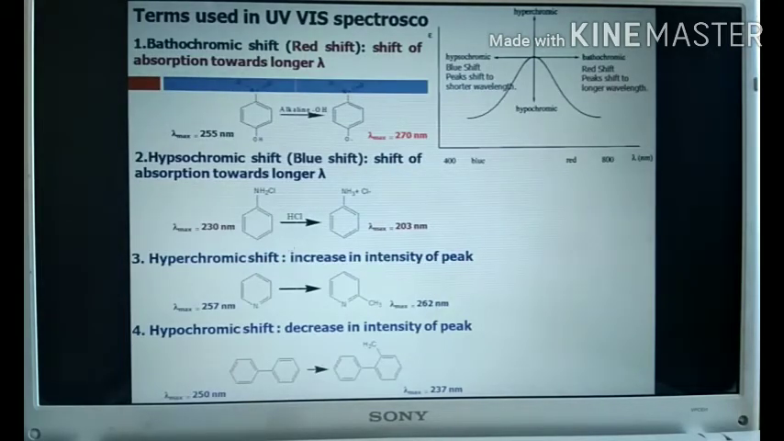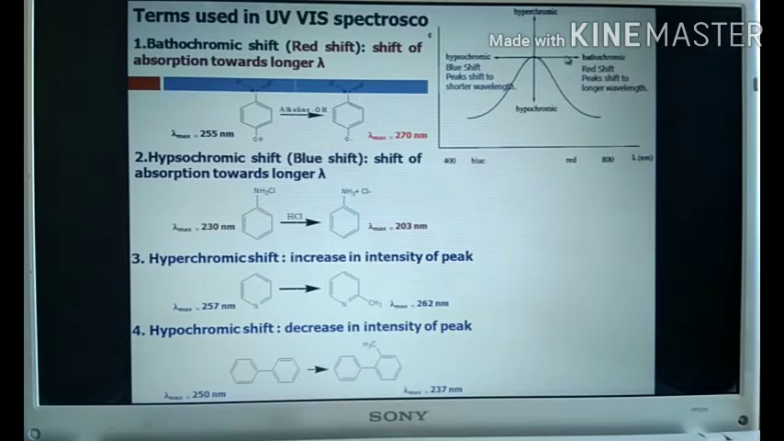Now let me see some effects. Bathochromic shift, which is also called red shift, is a shift of absorption towards a longer wavelength. Here it is blue and it is a red shift, and here the peak we have obtained is a bathochromic shift.